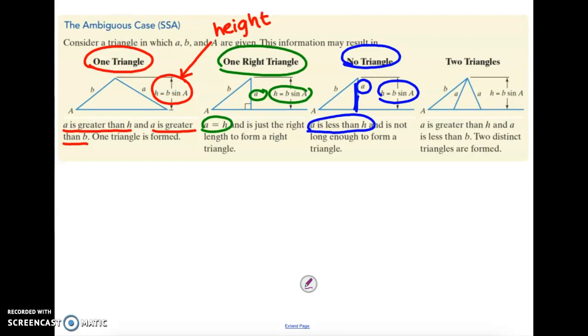The last one is when two triangles exist. So you're going to have an a value that is greater than your height, and then your a value is less than b. So you're going to have two distinct triangles. So we will have a video on this one also. So here is the first example.